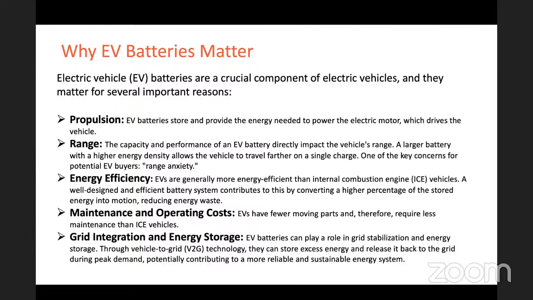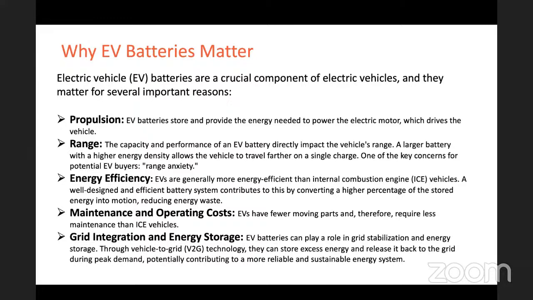And EVs have very few moving parts. Therefore, the maintenance requirement is also very low for EVs. And batteries as such are maintenance free. Most of the chemistries used in EVs are maintenance free, with very little maintenance, and easy to handle. They can tolerate large weather variations. So these are all creating the significance of batteries in the electric vehicle.